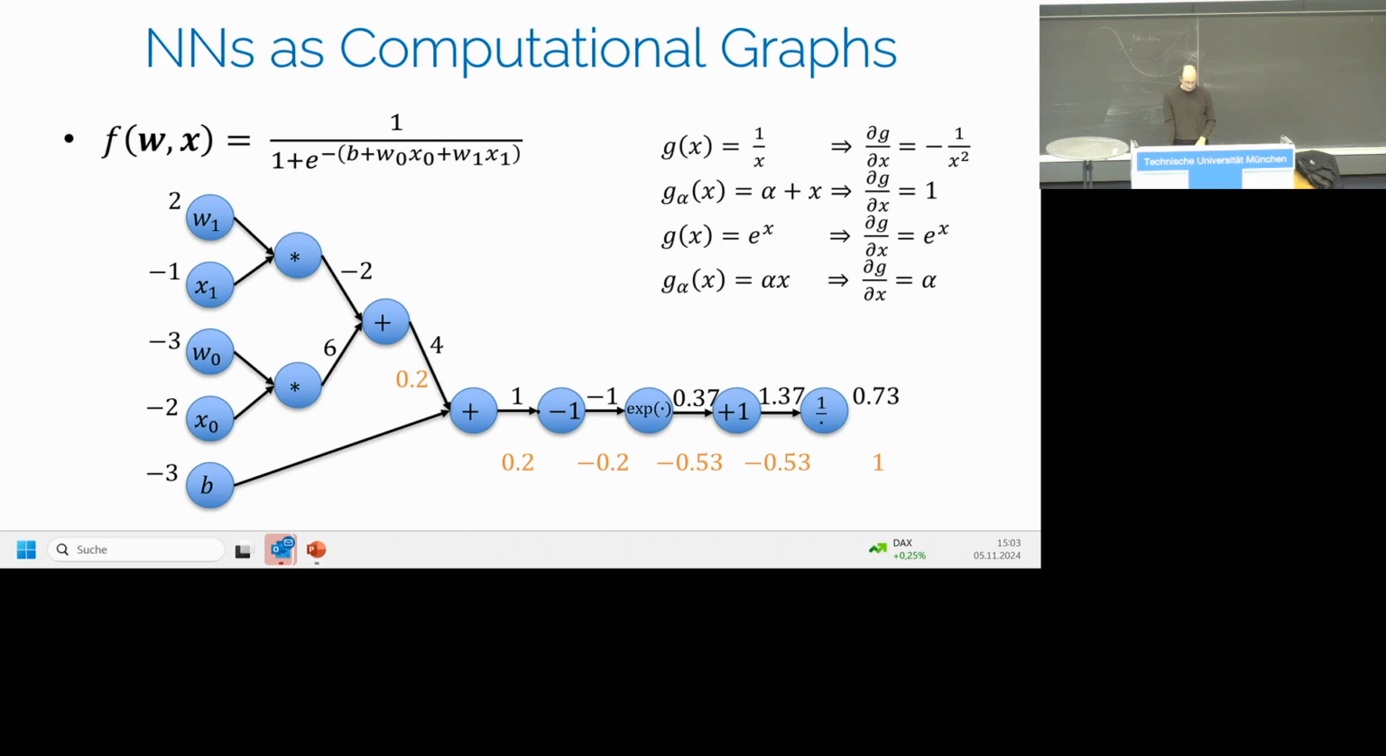Now the question is, this allows us to compute derivatives. How do we make use of them?